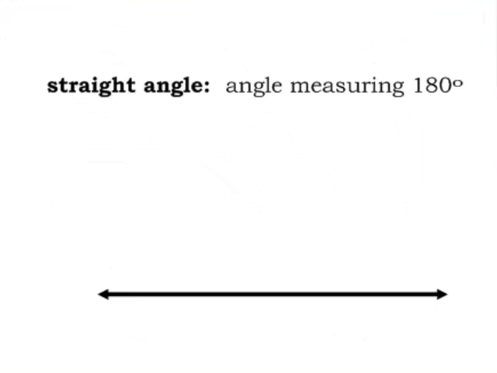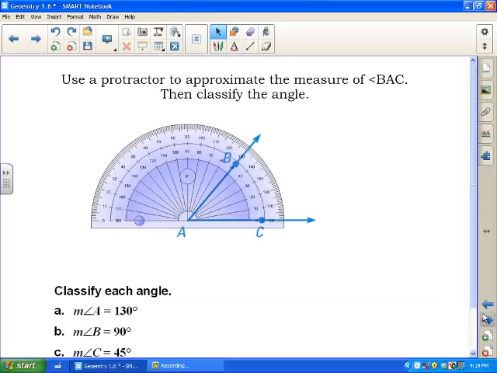Finally, we have a straight angle. This is the largest angle that we'll talk about. It measures exactly 180 degrees. We use straight angles a lot because a straight angle is just a straight line. So we'll use that 180 degrees a lot in some of the proofs and theorems that we have later on in geometry. So if we're going to be classifying angles, we also need to know how to measure them.